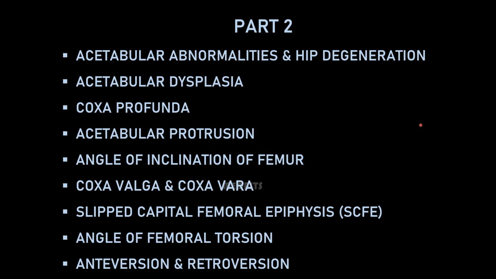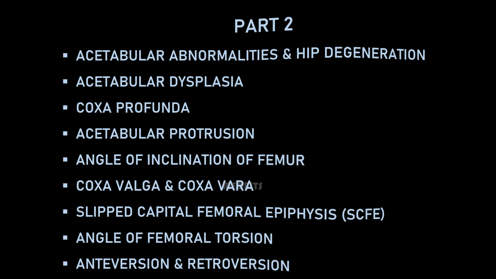In part 2 we'll be discussing acetabular abnormalities and hip degeneration. Then comes acetabular dysplasia, coxa profunda, acetabular protrusion, angle of inclination of the femur, coxa valga and coxa vara, slipped capital femoral epiphysis, angle of femoral torsion, antiversion and retroversion. These topics are very important, as I said, you'll have to know them. So let's begin.